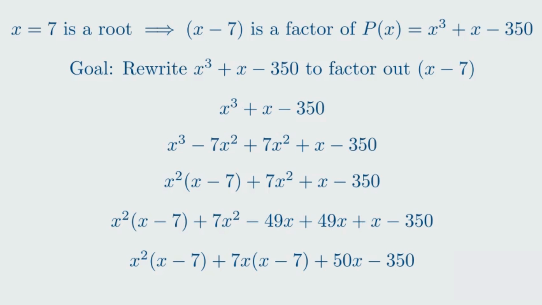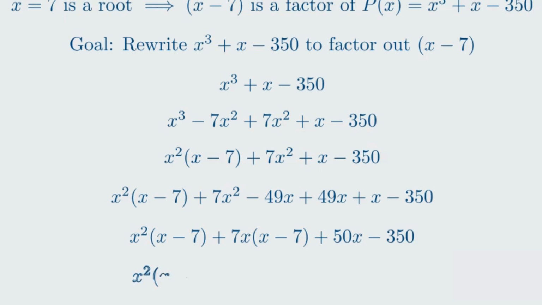Is x minus 7 a factor of this? Let's factor out 50. We get 50 times x minus 7. Yes, it is. 350 is 50 times 7. Now, look at what we have. We have achieved our second objective.